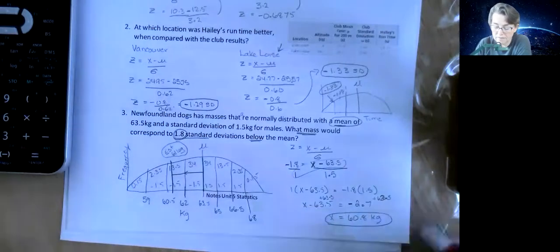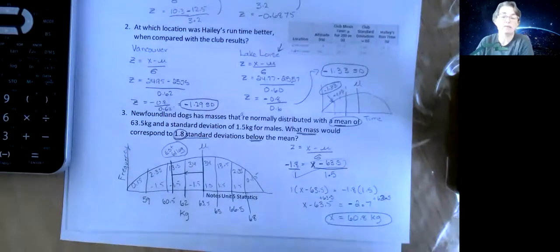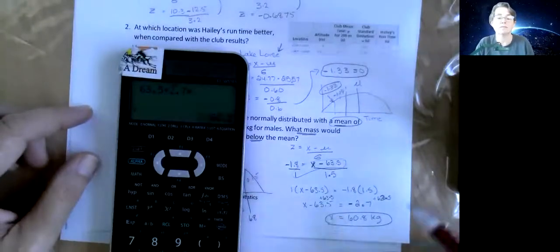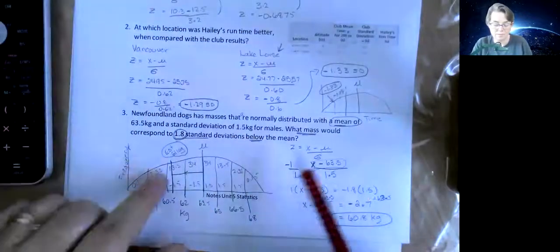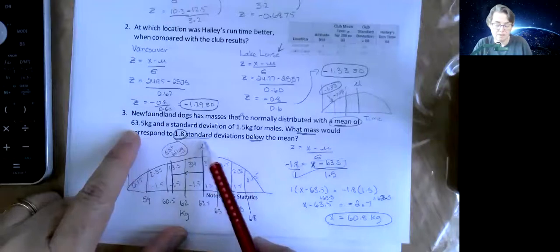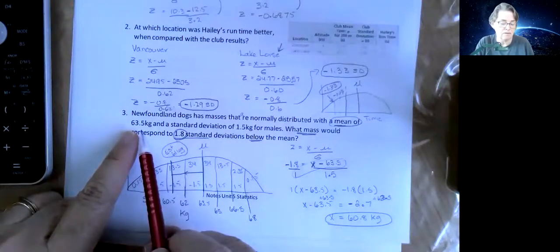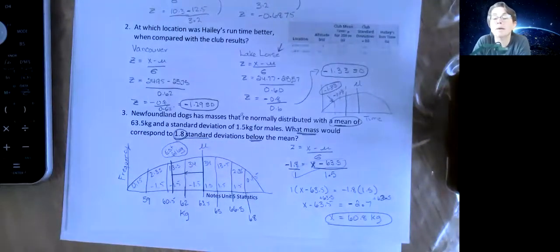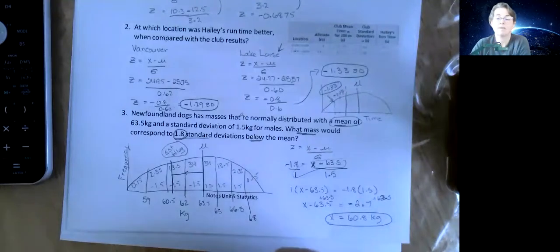Or even if you had that answer of 66, you should look at it and go, but I'm supposed to be below the mean, and the mean was only 63.5, so 66 is too big. This is a lovely answer because it is below the mean. All right, sorry for my very messy worksheet, but I'm hoping you're digging this because it's kind of cool.